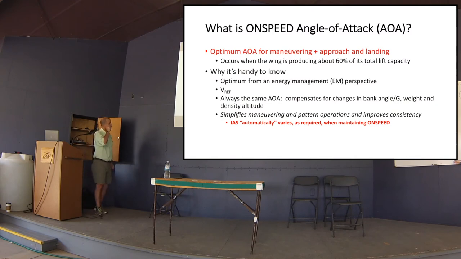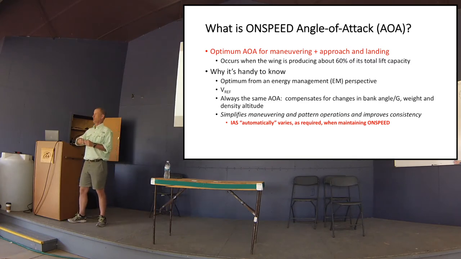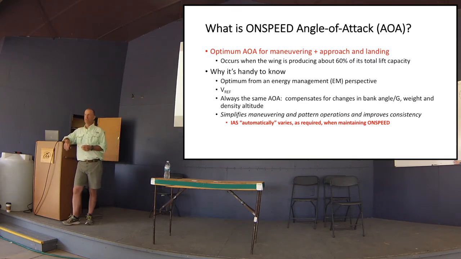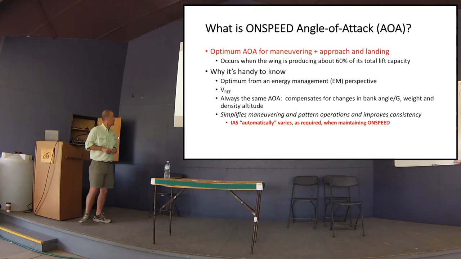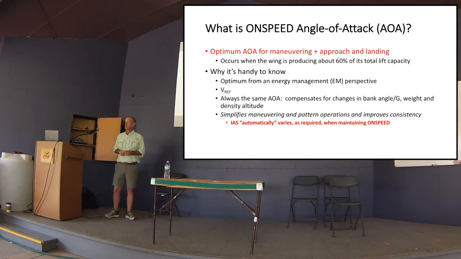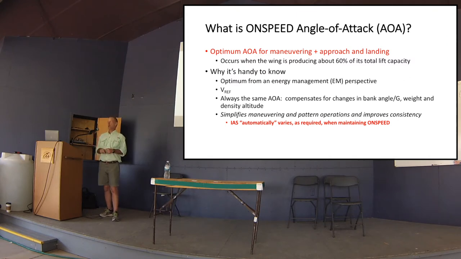So let's just start with what we mean by on-speed angle of attack. How many folks in the room have ever heard the expression before, other than anything that we've been talking about here recently? Okay, great. Because this is not an original concept by any stretch of the imagination, but on-speed angle of attack is the optimum angle of attack for maneuvering and approach. And we'll get into some academics in a little bit, and we'll discuss why it's optimum for maneuvering, why it's optimum for approach. But that's really the crux of the whole thing.